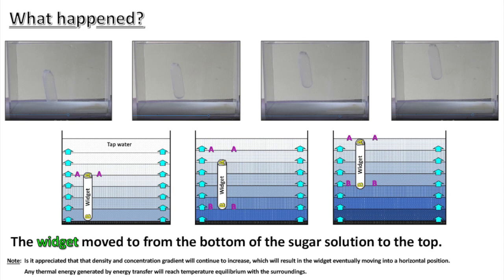Note: it is appreciated that the density and concentration gradient will continue to increase, which will result in the widget eventually moving into a horizontal position. Any thermal energy generated by energy transfer will reach temperature equilibrium with the surroundings.